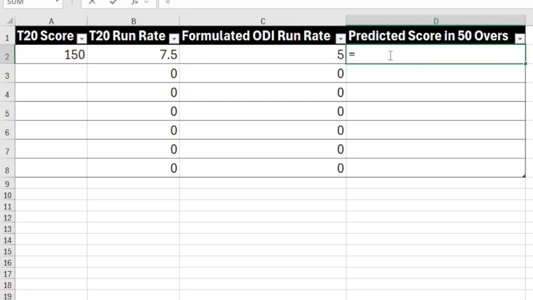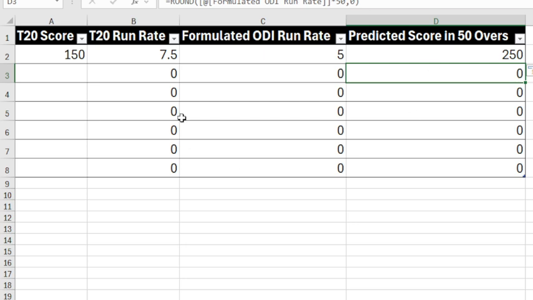So going back, the formulated run rate for ODI is multiplied with the number of overs, 50 overs, which comes out to be 250. Here we'll round off to 0 since there won't be any scores of 0.33, 0.5 in ODI matches or in cricket.